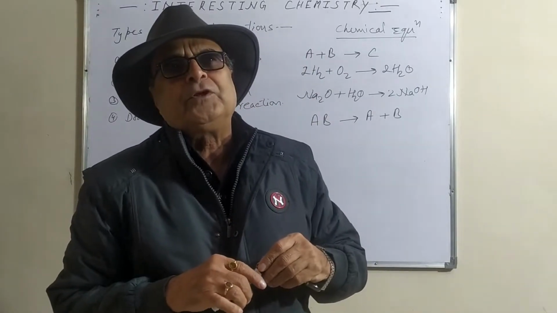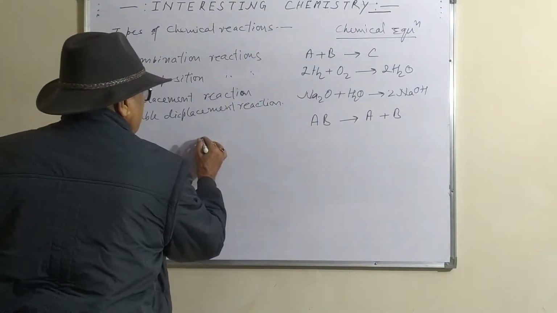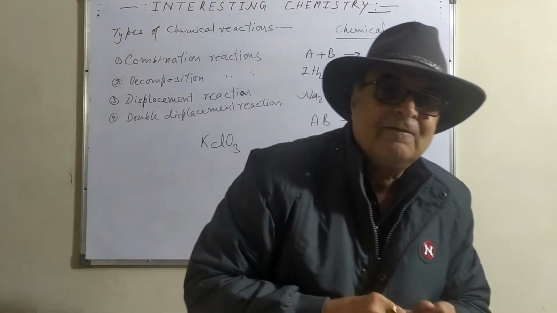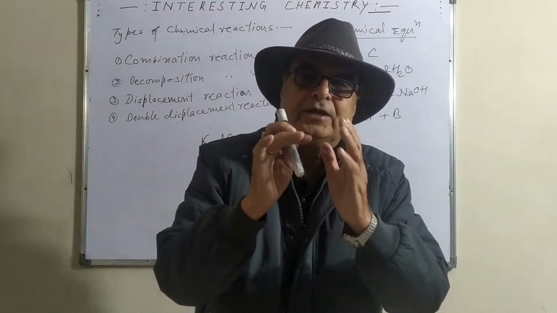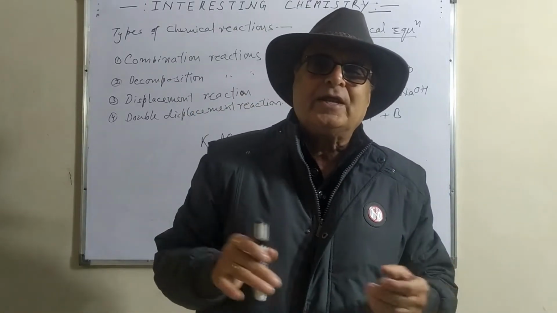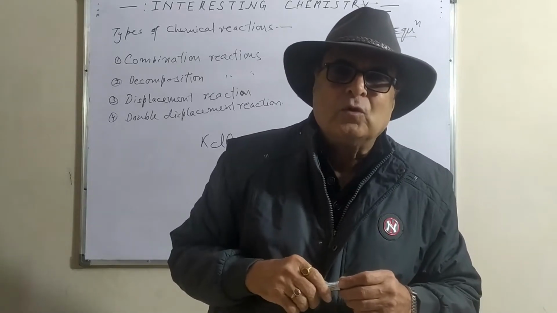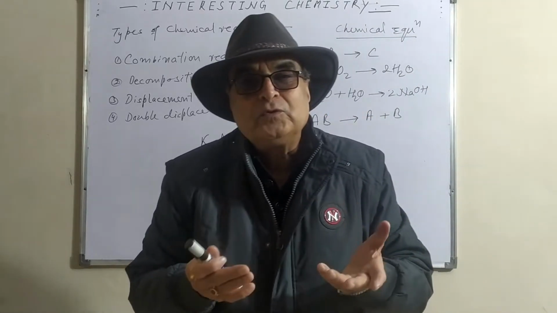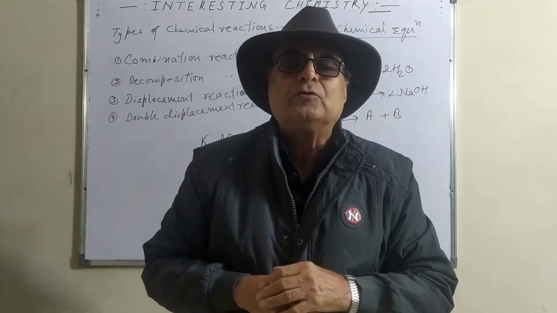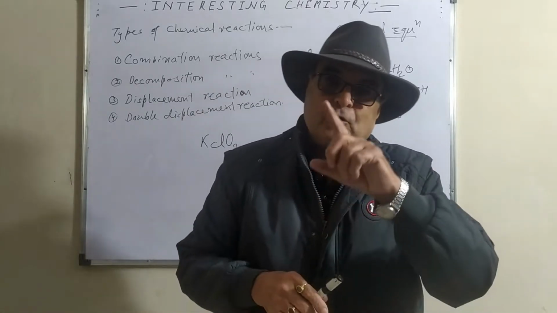Take the example of heating potassium chlorate. Here, when potassium chlorate is heated at 250 or 260 degrees centigrade, potassium chloride and oxygen are formed as products. So write the equation. How will you write the equation? First of all, you need to know the formula of potassium chlorate. And again, in the products, you need to know the formula of potassium chloride.